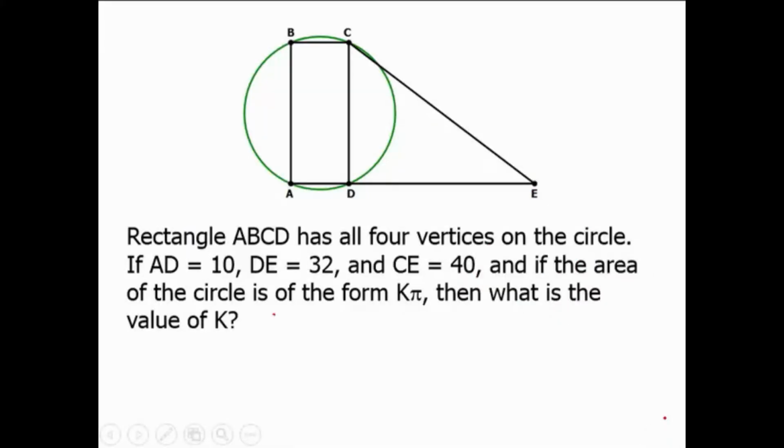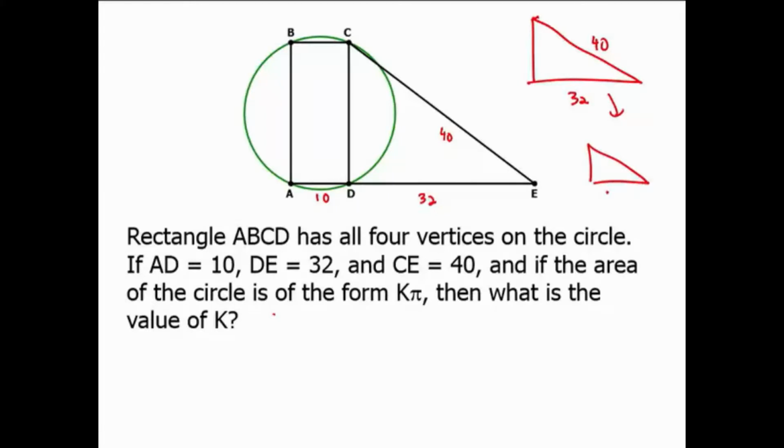Okay, so this is a tricky one. First of all, this is a length of 10, this is a length of 32, this is a length of 40. Well, let's focus just on this triangle here. We have blank, 32, 40. Both of these, of course, have a greatest common factor of 8, so let's just divide everything by 8 and see what happens. If we divide by 8, we get blank, 4, 5. Well, of course, that has to be a 3, 4, 5 triangle. Scale back up by 8, this has to be 24. So 24 is the length of CD. That rectangle inside the circle is a 10 by 24 rectangle.